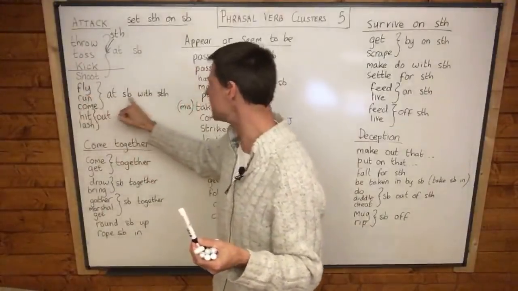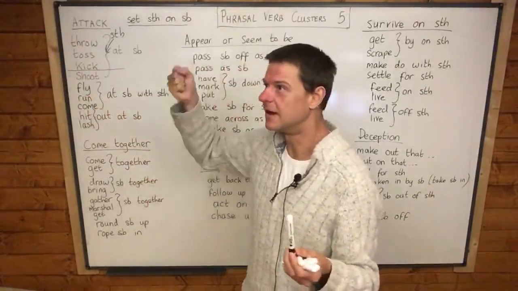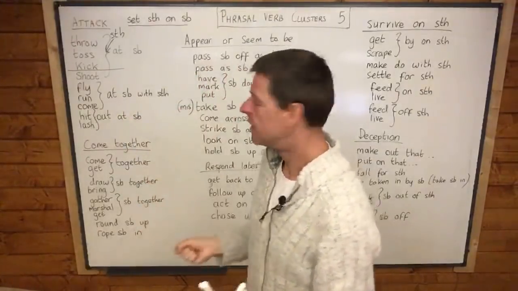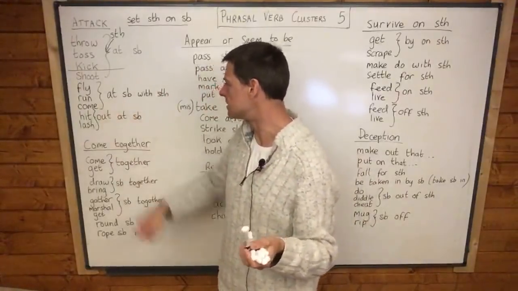Now, if you fly at somebody with a knife, or you run at somebody with a metal bar, or you come at somebody with a kosh, then you're attacking them in some kind of way. So these are all attack as well.